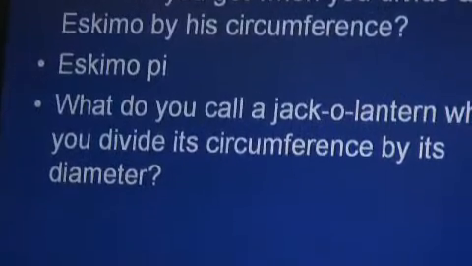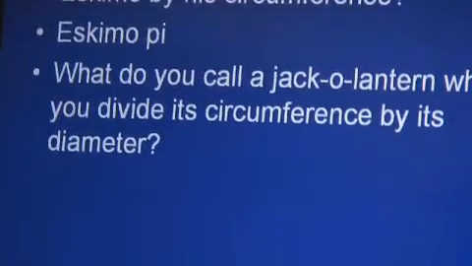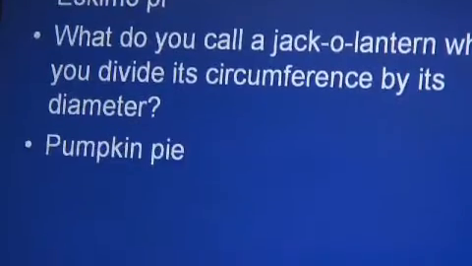What do you call a jack-o'-lantern when you divide its circumference by its diameter? Well, pumpkin pie, of course.